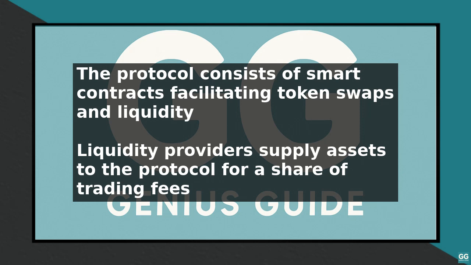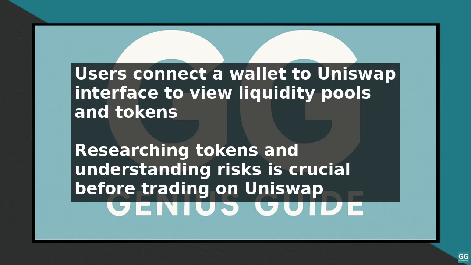When providing liquidity, it is vital to consider the risks of impermanent loss, which occurs when the price of the tokens in the pool changes. To mitigate this risk, liquidity providers should diversify their portfolio and monitor the market closely.